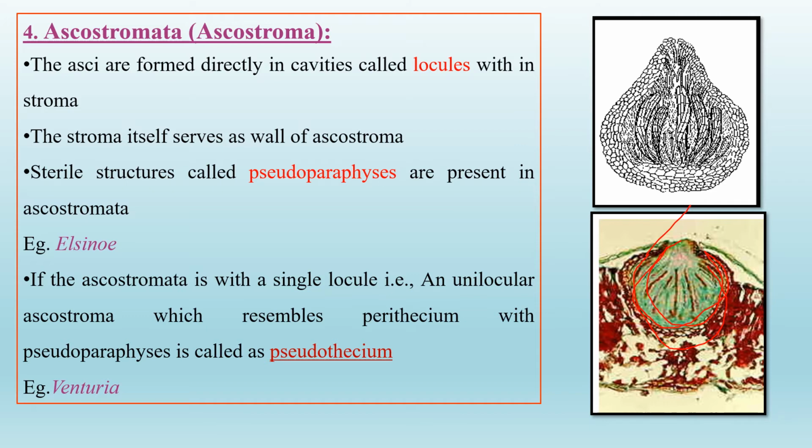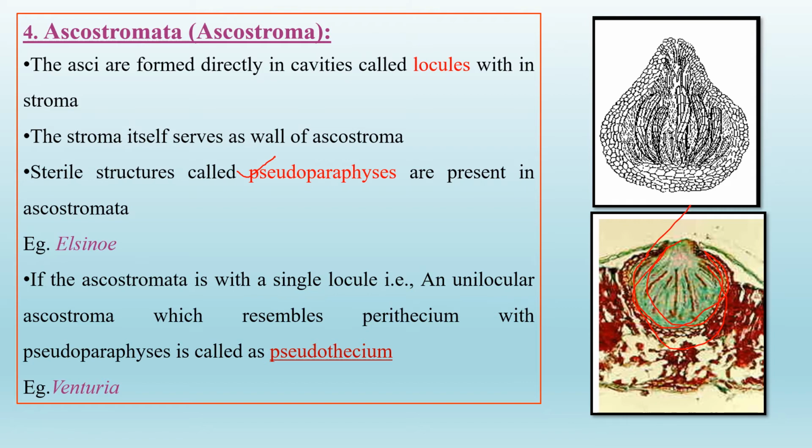Sterile structures called pseudoparaphysis are present in ascostroma. Why do we call these sterile structures pseudoparaphysis? Because the structure resembles perithecium, but the sterile thread-like structures found in a true perithecium we call paraphysis, and this is not a true perithecium. So that's why we call it pseudoparaphysis, and there is a structural difference between paraphysis and pseudoparaphysis. We can see that difference in later slides. An example where we can find ascostroma is Elsinoe.